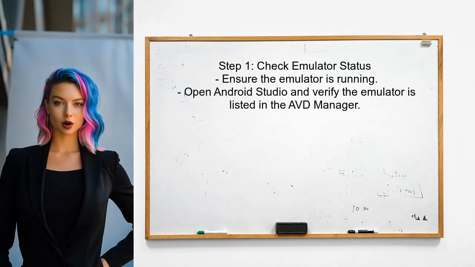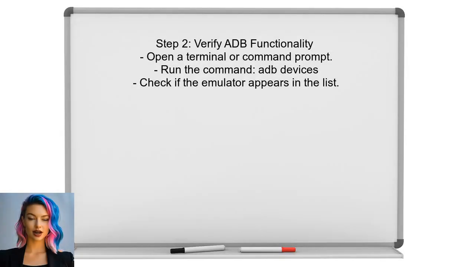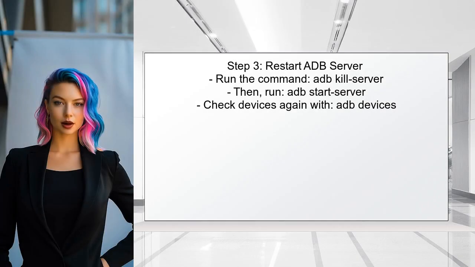To begin resolving this issue, the user should ensure that the Android emulator is properly configured. First, they need to check if the emulator is running and accessible. Next, the user should confirm that the Android Debug Bridge, or ADB, is functioning correctly. They can do this by running a command in the terminal. If the emulator is not listed, the user may need to restart the ADB server. This can be done with a simple command.